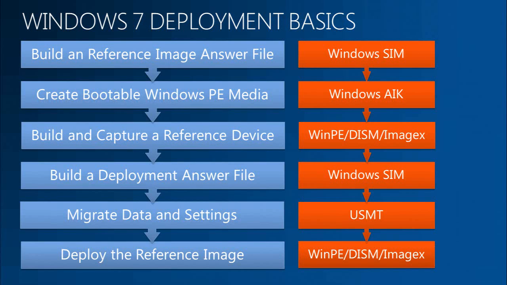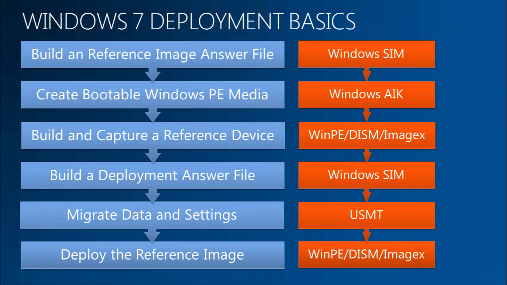And then building your answer file for deployment is the same kind of process. Windows System Image Manager for creating the unattend file. USMT is now part of the Windows Automated Installation Kit, so that can be used for migrating user settings and data during refreshes and replaces and that kind of thing. And then finally, deploying the reference image to a machine with DISM and/or ImageX. So you have a toolkit available to do all this manually for creating an image, capturing it as an image, and then deploying it out to a machine. You can do it all manually.